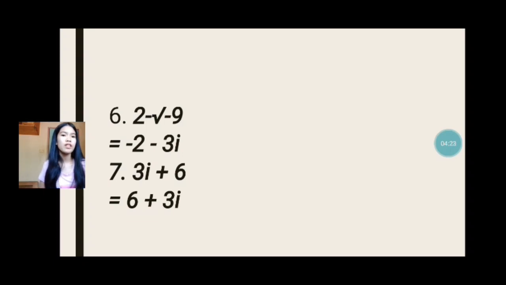Example number 7. 3i plus 6 is equal to 6 plus 3i. That is how to solve set of complex numbers.